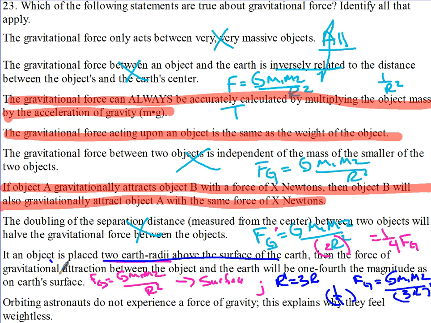Orbiting astronauts do not experience the force of gravity. This explains why they feel weightless. No, this isn't technically true. Technically what happens is the forces are balanced. This isn't a real good question. I wouldn't give this as a multiple choice question because it is a little confusing. Basically, if they get far enough out, they don't feel the force of gravity. So I would say this one could be true or false, but basically false.